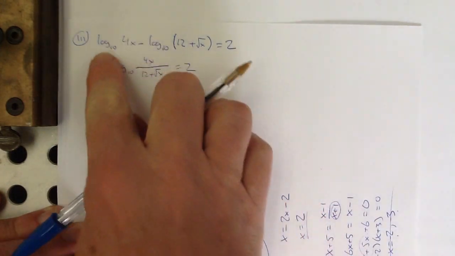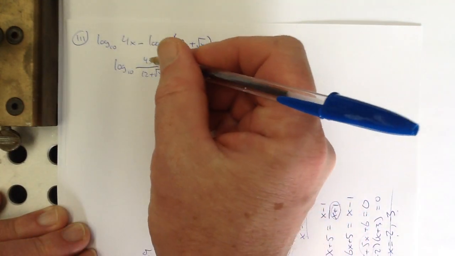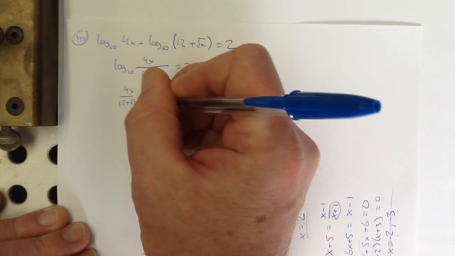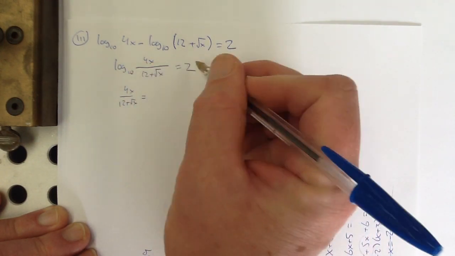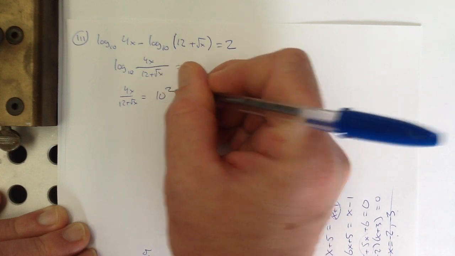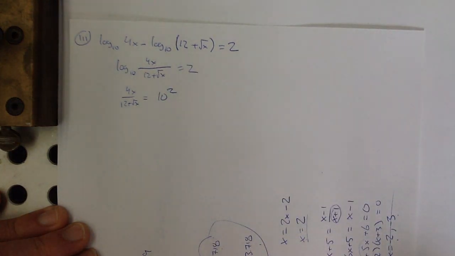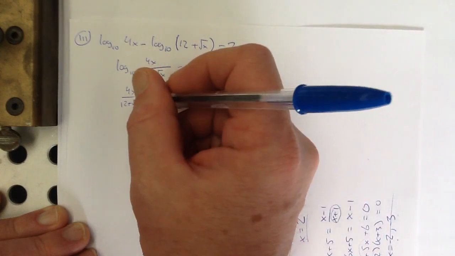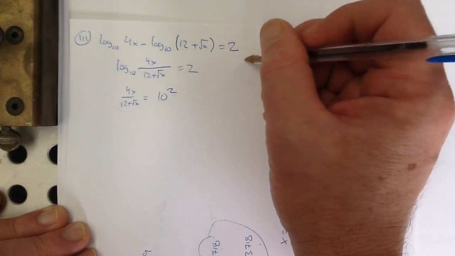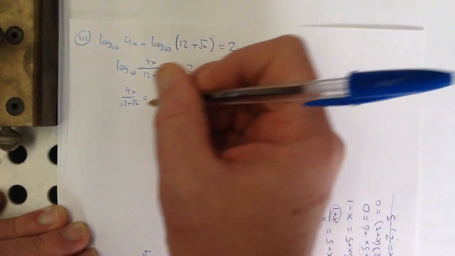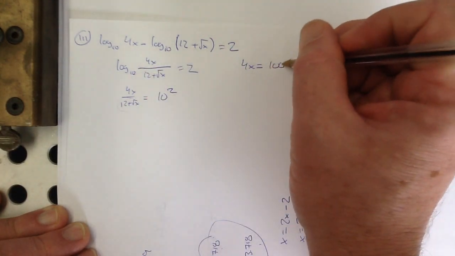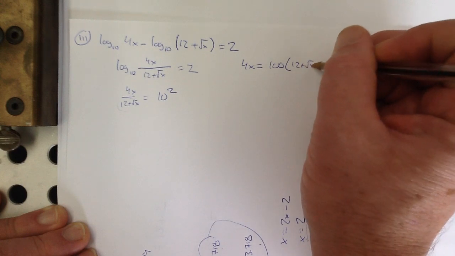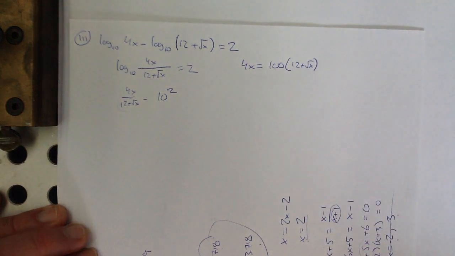And then I'm going to rewrite this, turn this into an exponential. So this expression here is equal to 10 to the 2, also known as 100. So then I'm going to do some algebra. I'm going to multiply this up to that side. So I get 4x is equal to 100 times multiplying 12 plus the square root of x up here.